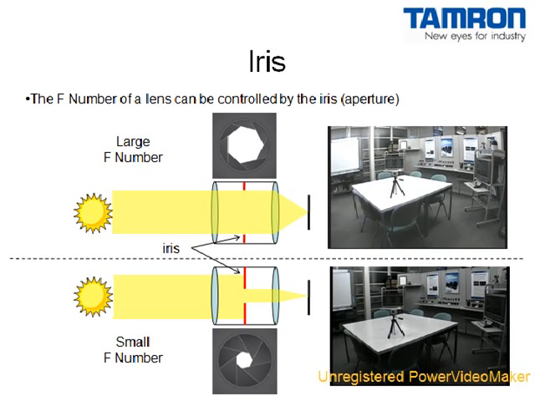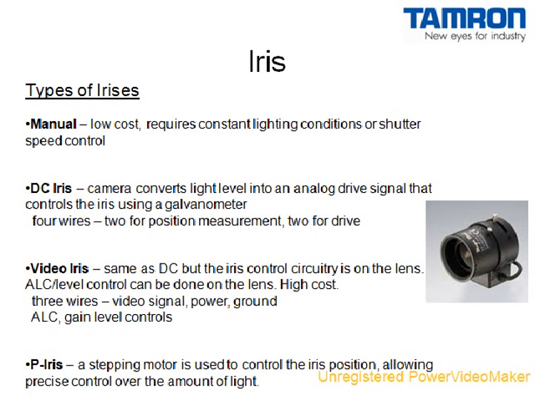The iris, or aperture, is a mechanical device inside the lens that can be used to control the f-number of the lens. The iris is approximately circular in shape and maintains its shape as it opens and closes. There are four main types of irises.